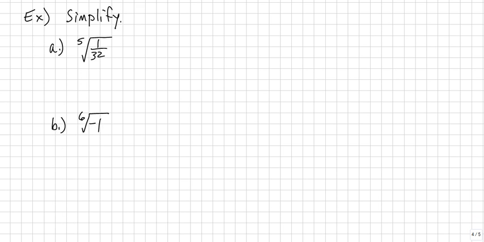All right. Let's try a fifth root. So now we have an odd index. This is odd, so there is only one number we're looking for here. So again, just remember, we're solving the following equation. What number to the fifth is 1 over 32? And it turns out there's only one number, and that's 1/2. So 1/2 times itself 5 times will give you 1 over 32. So this is 1/2.